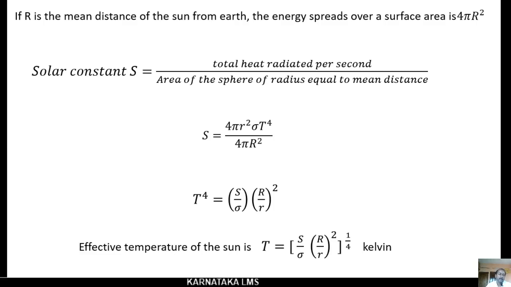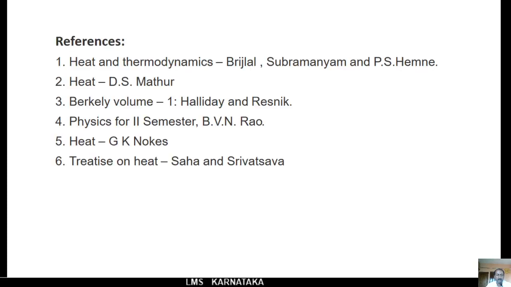This value is in agreement with the accepted value, and the effective temperature of the sun, that means the photosphere, is about 6000 Kelvin. This is about the surface temperature of the sun.